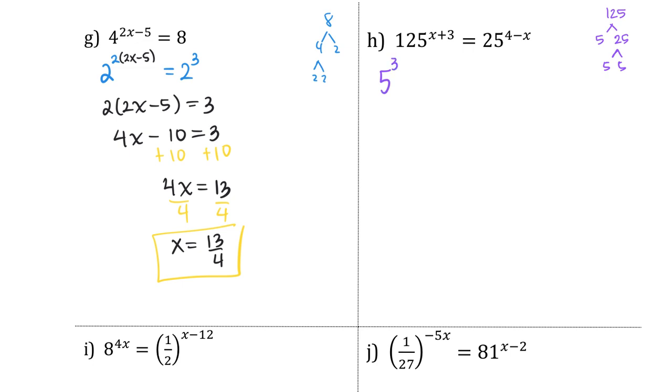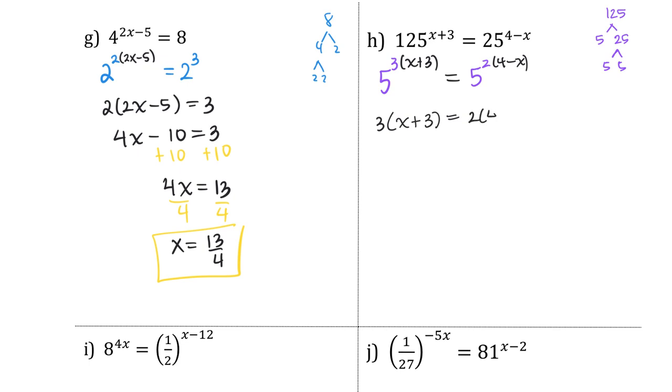Okay, but it already had an exponent of x plus 3. So let's multiply by x plus 3. Okay, does it match? No, it doesn't match. So let's rewrite 25. 25 is 5 times 5, so I can make that 5 to the second power. That one also had an exponent, so let's multiply by the exponent that was already there. Okay, now that they have the same base, we can set their exponents equal to each other.